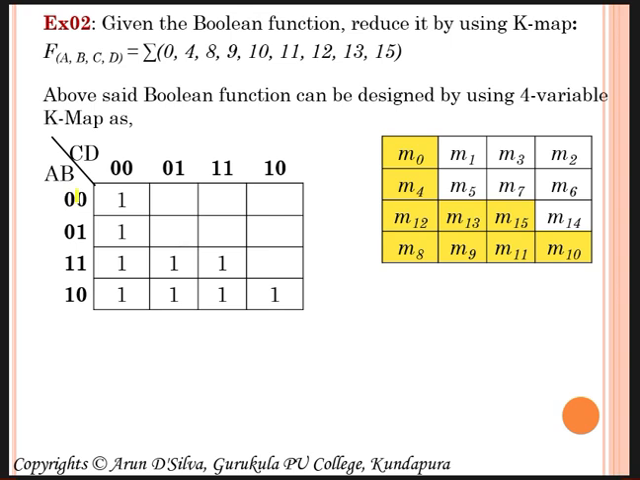Of course, as I told you, the codes are written in the form of reflected code or a gray code. So that is 00, 01, 11, 10. Similarly, the column side is also 00, 01, 11, 10. And as I gave a hint for your paper, the ones will be in 0, 4, 8, 9, 10, 11, 12, 13, 15. This is done. Now next we have to identify groups.